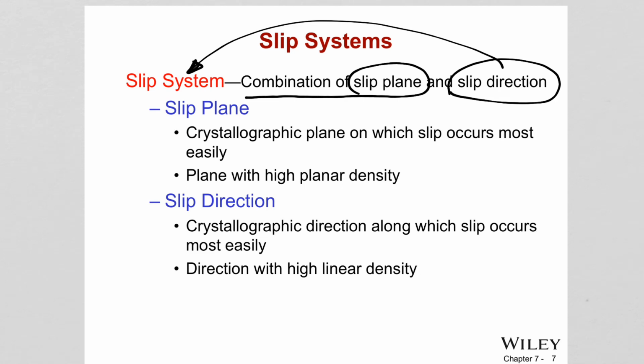The slip plane is the plane, right? We learned planes, 1 0 0, 1 1 1, in a crystalline structure. This is the crystalline plane on which the slip occurs most easily, meaning it will require the least amount of energy for dislocations to move. And these are the planes with the most packing. So the plane with high planar density will provide the easiest route for dislocations to slide.